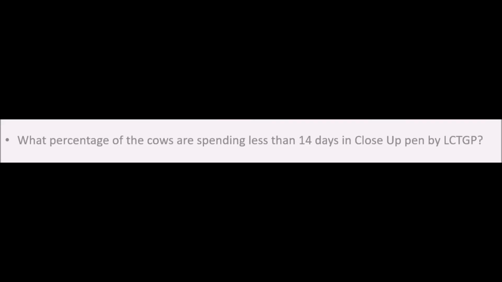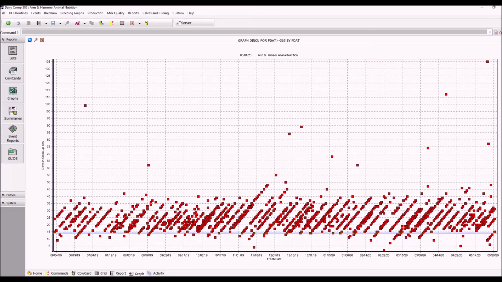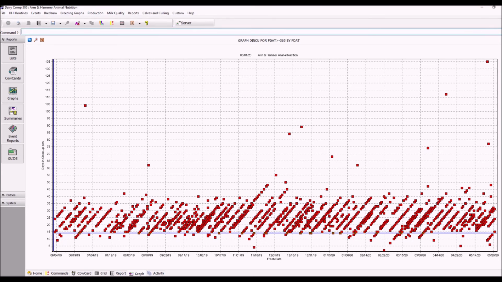The next question that we're going to try to answer is what percentage of the cows are spending less than 14 days in the close-up pen by lactation group? To get to that answer, we're going to use the percent command. This time we're going to type percent days in close-up greater than 0, days in close-up less than 14. We're going to do it for lactation greater than 0, fresh date less than 365 days, so we match the graph that we have on display, and we're going to do it by lactation group.